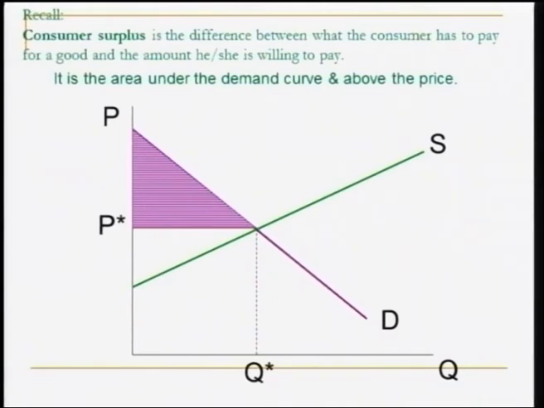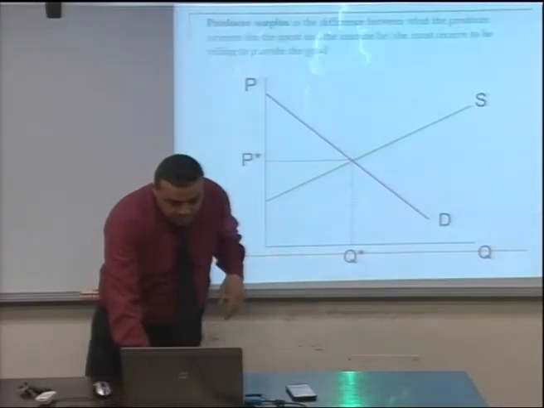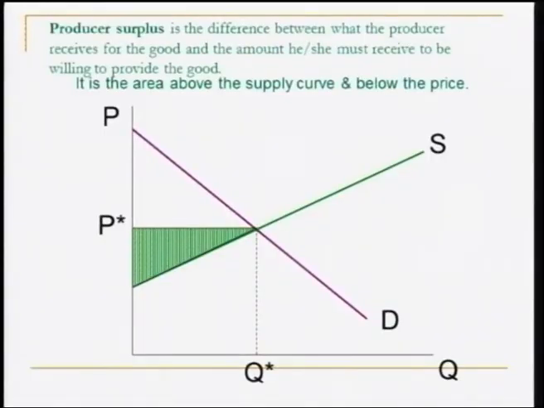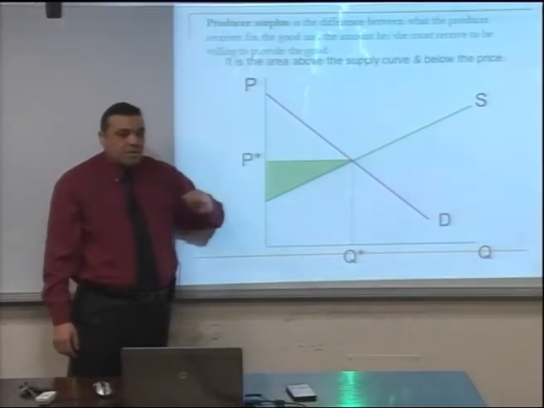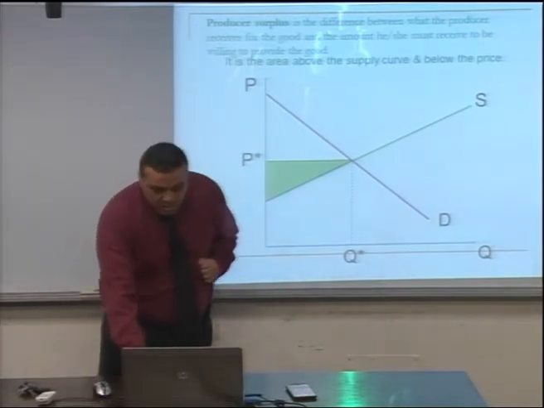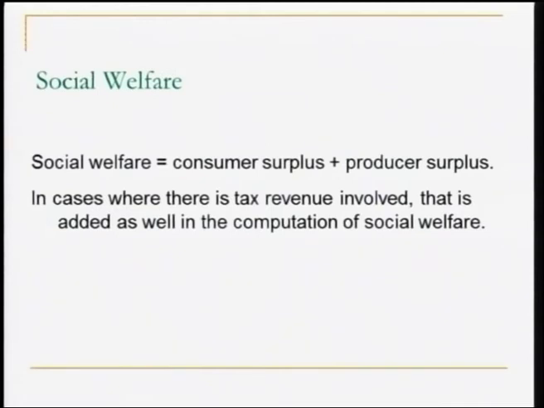area below the demand curve and above the equilibrium price, okay? And this is the producer surplus, which is the area below the price and above the supply curve. The social welfare equals this consumer surplus plus the producer surplus.